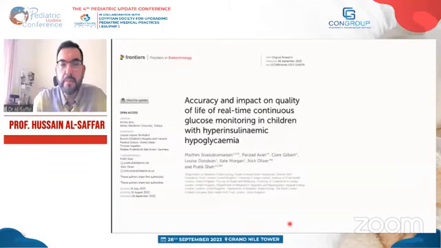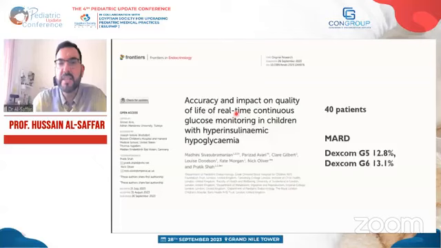A very recent publication just this month by Madini with Pratik Shah's group from London checked the accuracy and impact using Dexcom 5 and Dexcom 6, and they found the MARD is actually lower, down to 12.8%. So there could be some degree of accuracy improvement with the technology here in checking glucose, especially real-time glucose. Those results are very encouraging for using technology these days in monitoring glucose.